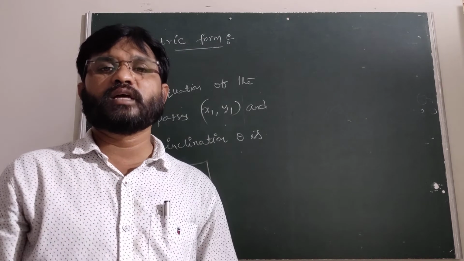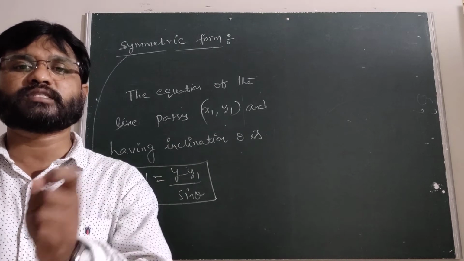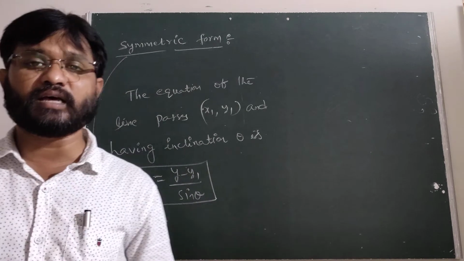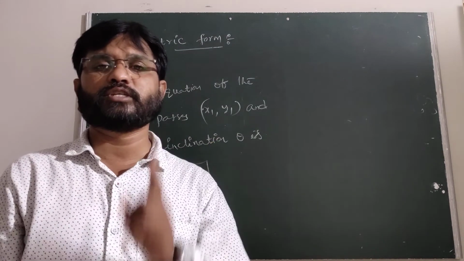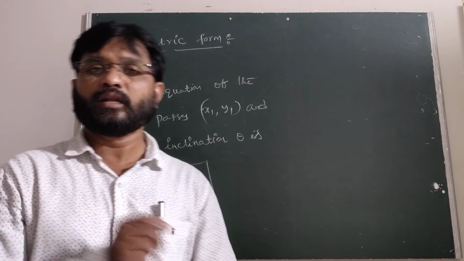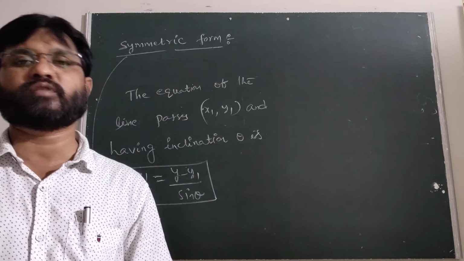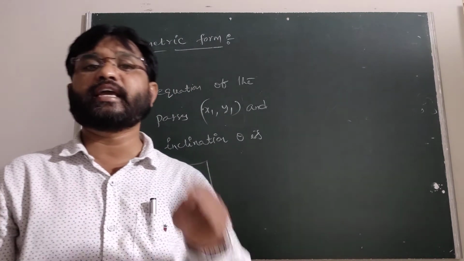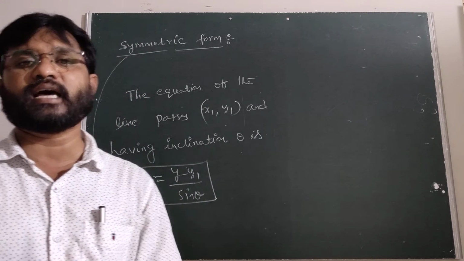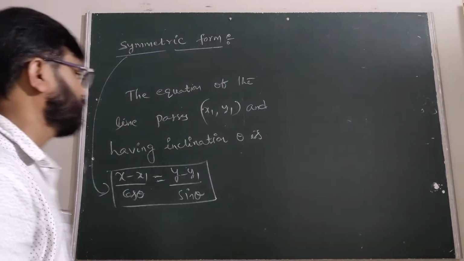Just now we proved that the distance between the parallel lines ax plus by plus c1 equal to 0 and ax plus by plus c2 equal to 0 is the modulus of (c1 minus c2) upon the root of a square plus b square. Now, the equation of the straight line passing through the point (x1, y1) and having inclination theta is (x minus x1) by cos theta equals (y minus y1) by sin theta. This is the symmetric form.